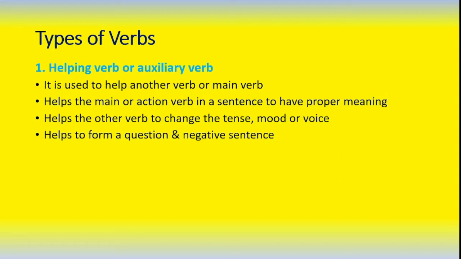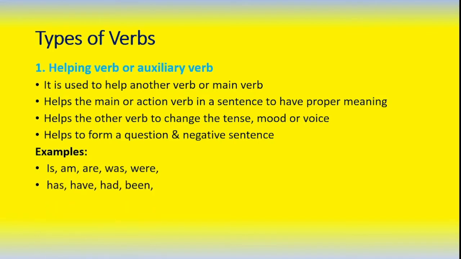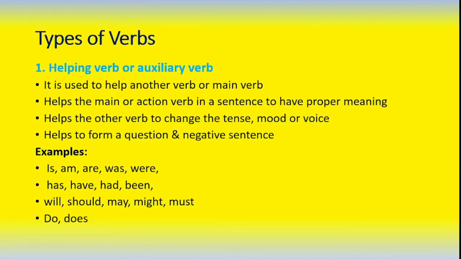So what are these helping verbs or auxiliary verbs? These are the helping verbs: is, am, are, was, were, has, have, had, been, will, should, may, might, must, do, does. All these are helping verbs which help the main verb in a sentence.